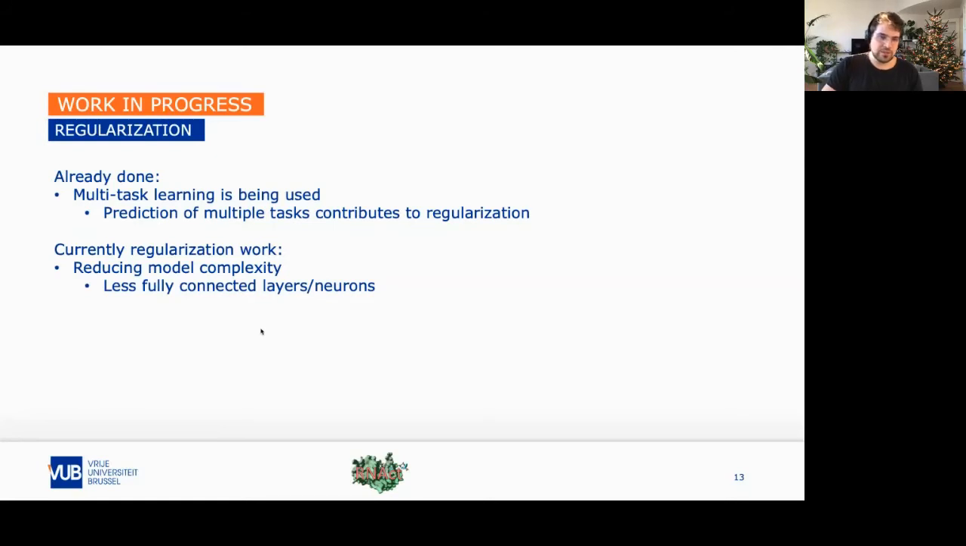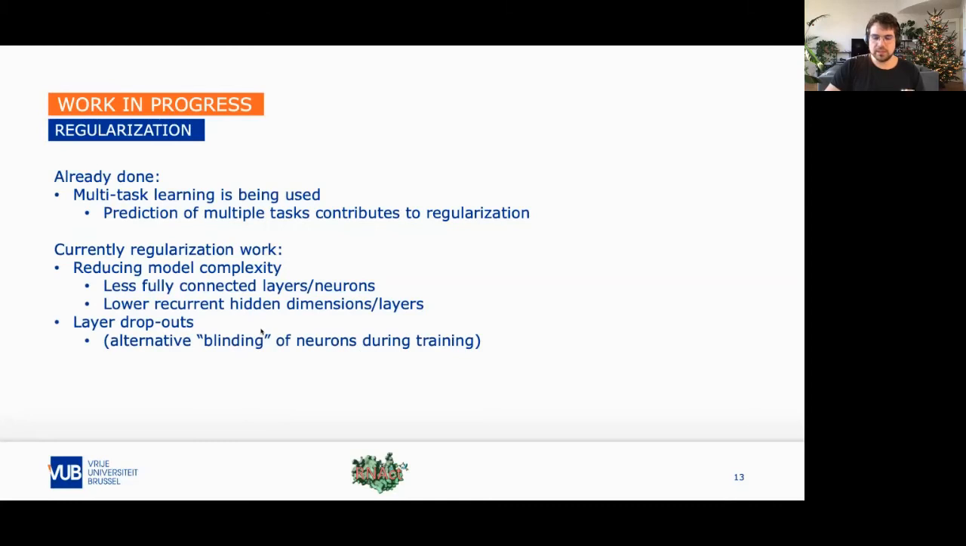So we are reducing the number of fully connected layers and neurons. In a very similar manner, we're doing the same with the recurrent layers, reducing the number of hidden dimensions or hidden layers, including dropouts, which basically blinds some of the neurons alternately while training, and that way it improves generalization. And we are exploring the use of custom weights for each parameter, so when we calculate the loss, some of these parameters will have more importance than others.